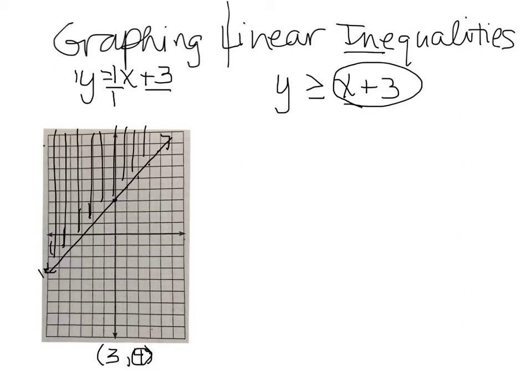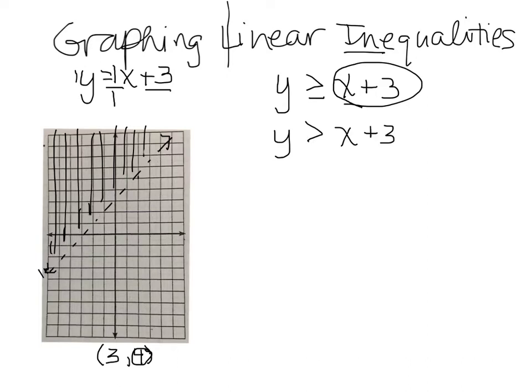Now, many right away said, well, what if it were just greater than x plus 3, and it wasn't or equal to? And that's a really great question, because now it's everything above but not including the line. So the way we do that is to show it as a dotted line.